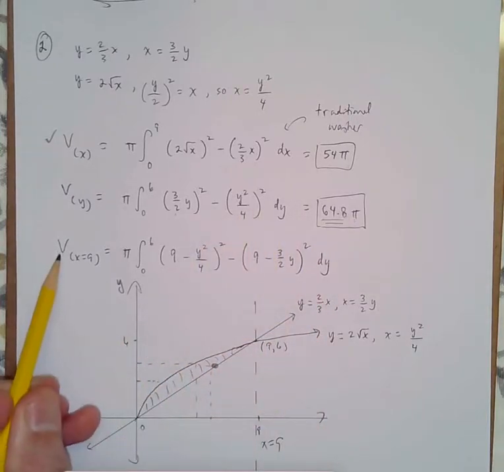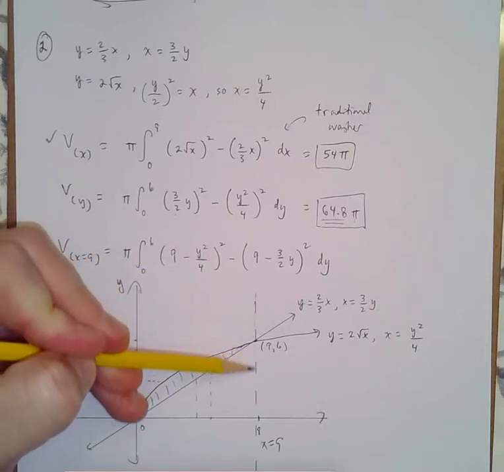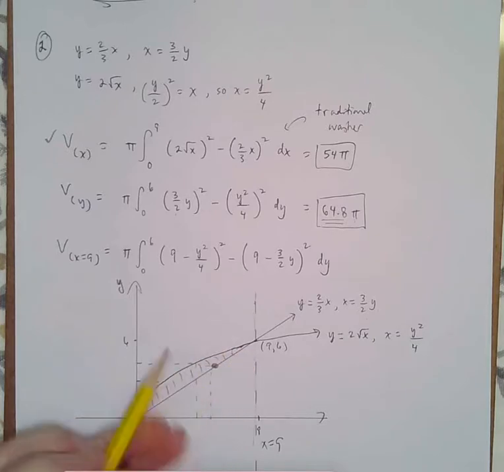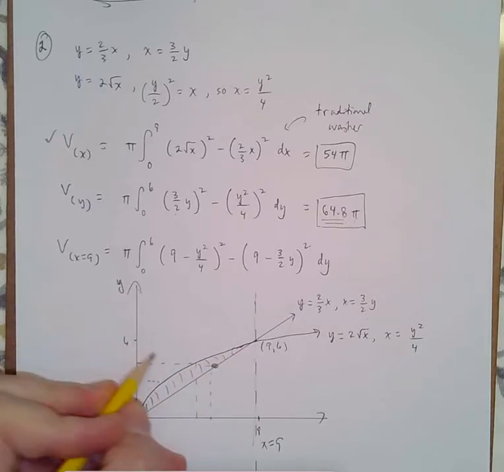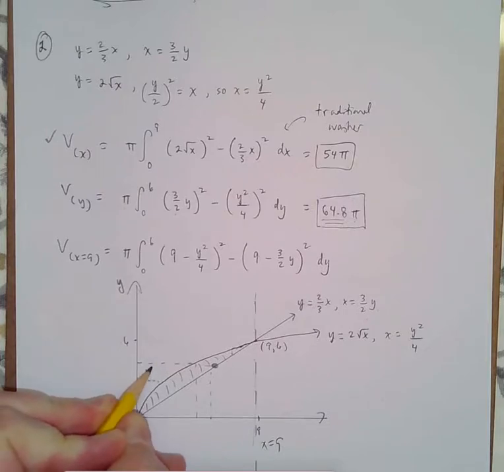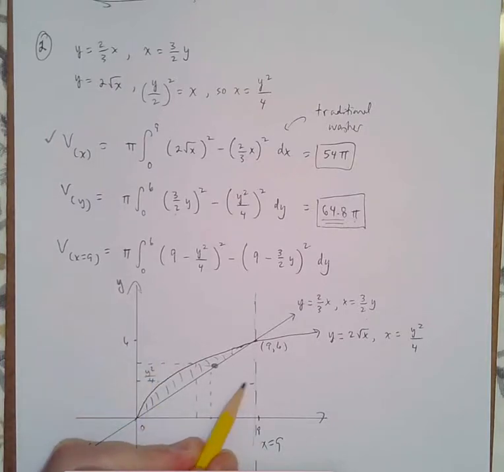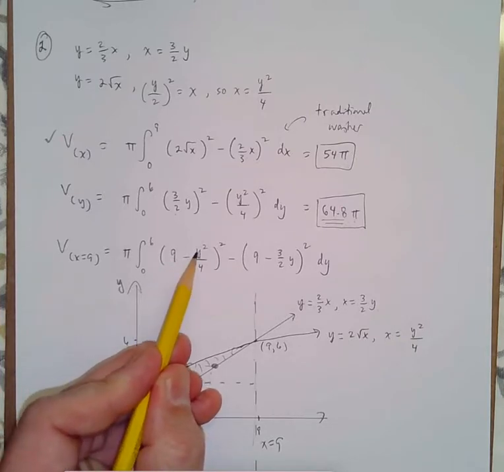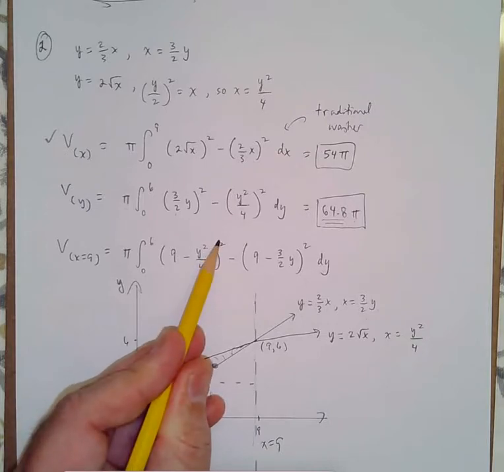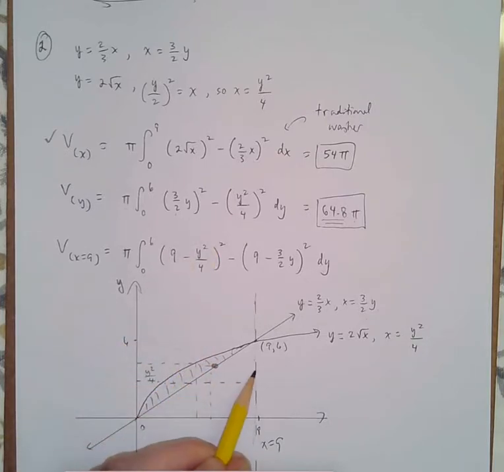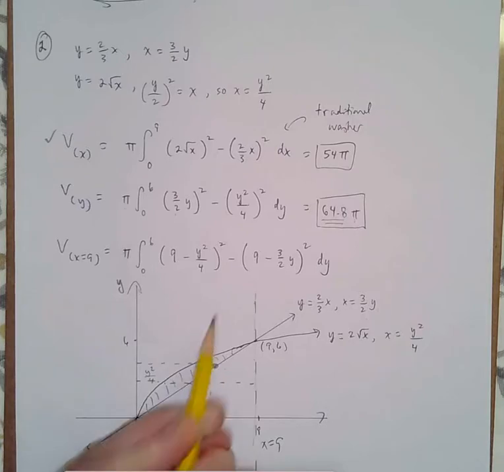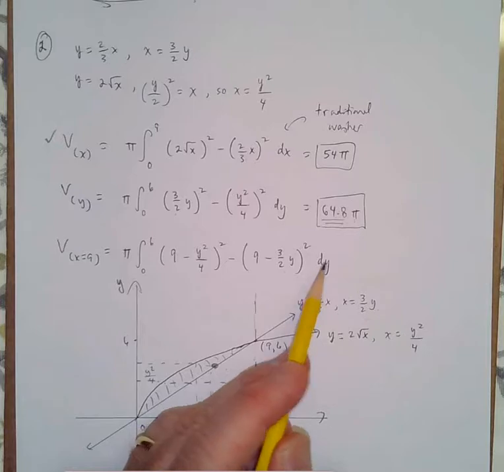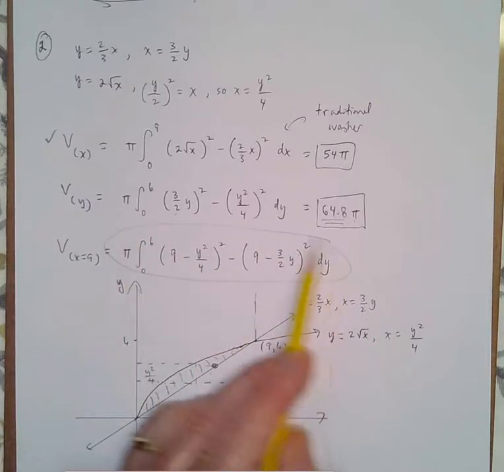The volume around x equals 9, remember x equals 9 is this line right here. So for my outer, if this distance is y squared over 4, then the distance from x equals 9 is 9 minus y squared over 4 squared. Minus the distance from x equals 9 to the line, which is 9 minus 3/2 y squared dy. Again, practice typing this in and see what you get for an answer.